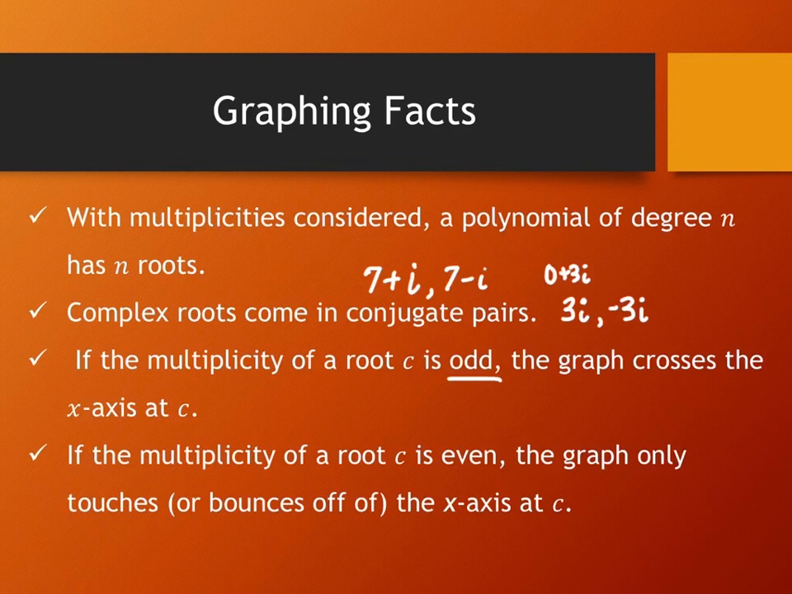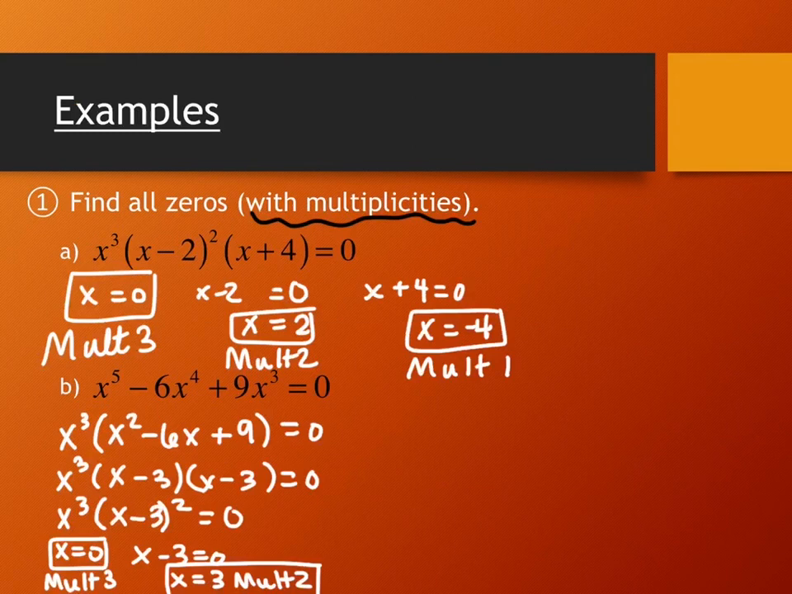And then the last two facts kind of go hand in hand. They talk about what happens when the multiplicity is even versus the multiplicity is odd. And I'm going to draw you sort of a sketch example. It's certainly not a good graph. It's just a sketch of what's happening on part B.